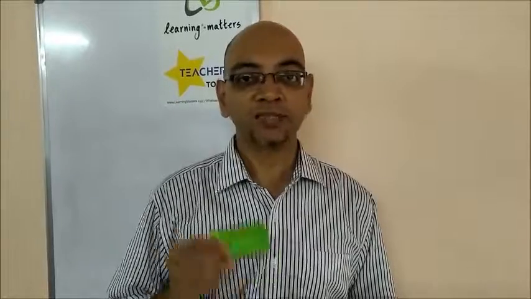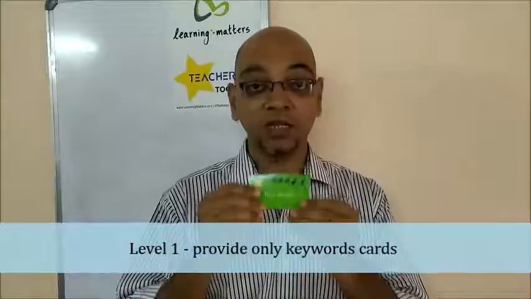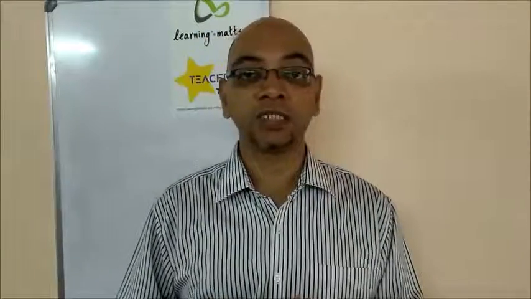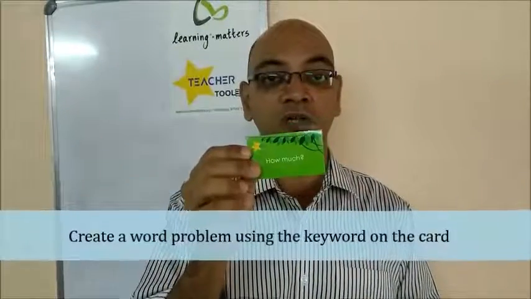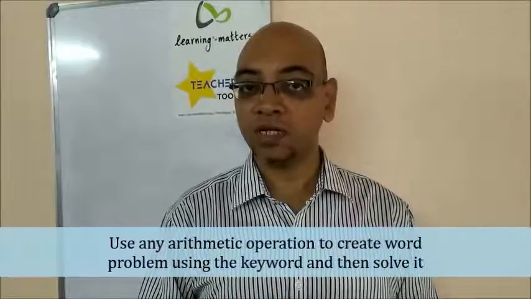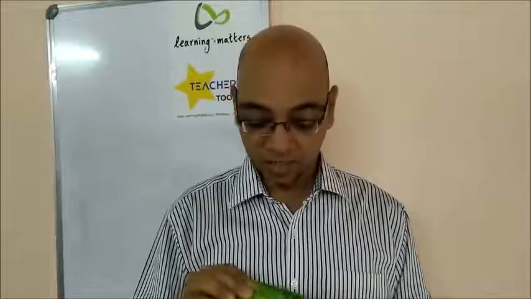This activity has 3 levels. In the first and basic level, the students are all given these question words on keyword cards. So every word problem that the student creates will contain this keyword. For example, let's say how much. This is the keyword. So when a student creates any word problem, it should contain this keyword. Now keep in mind, they can use any of the arithmetical operations, plus, minus, addition, subtraction, anything, or they can use a combination even. But this keyword should appear in the word problem.